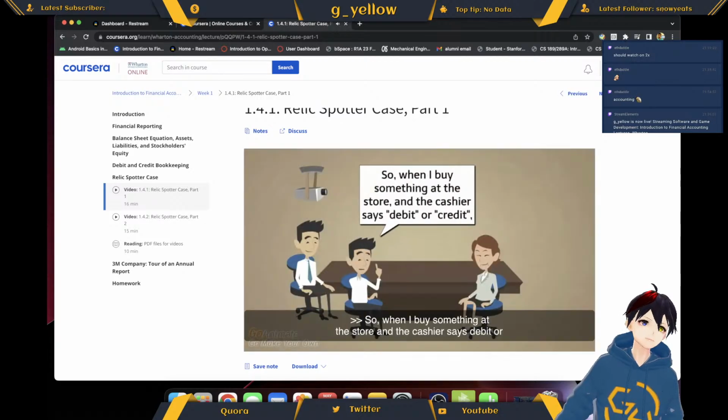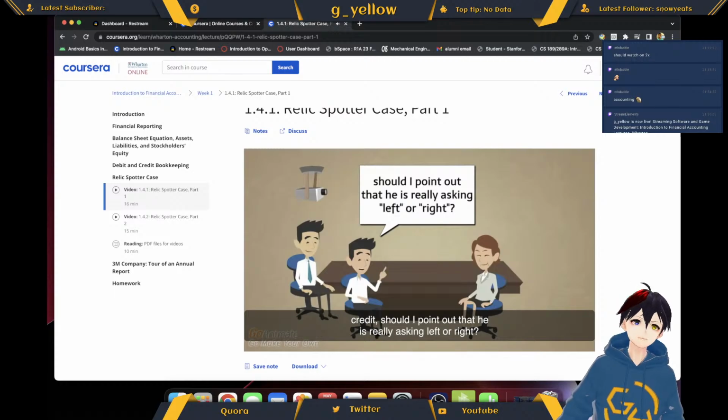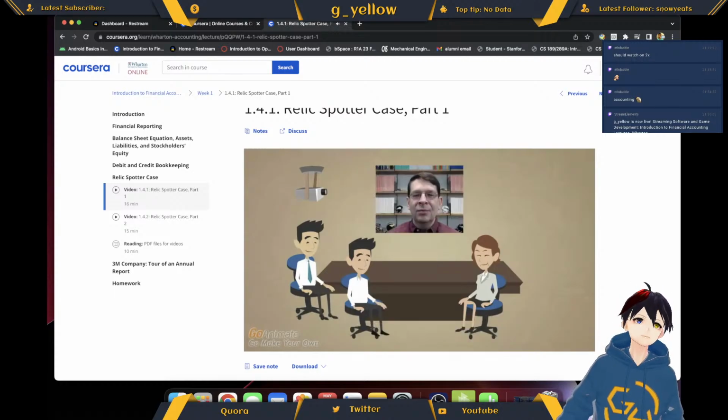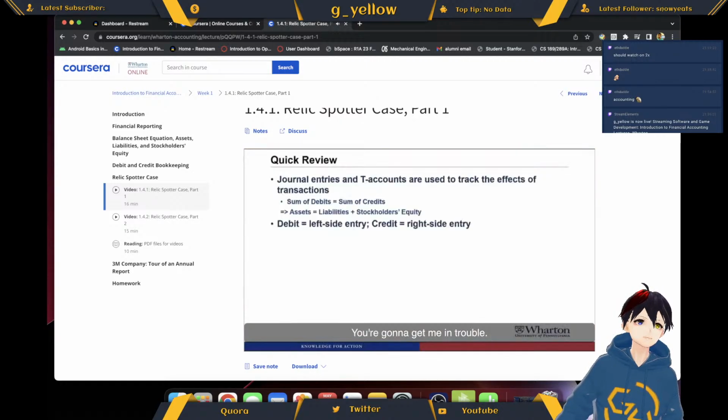So, when I buy something at the store and the cashier says debit or credit, should I point out that he is really asking left or right? Please don't say that. You're going to get me in trouble.